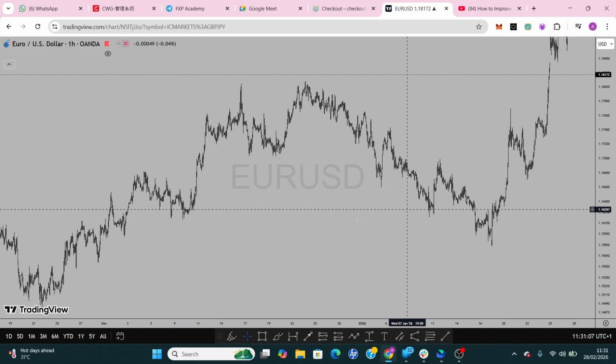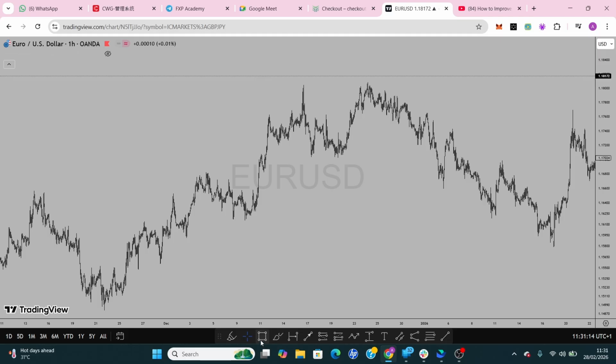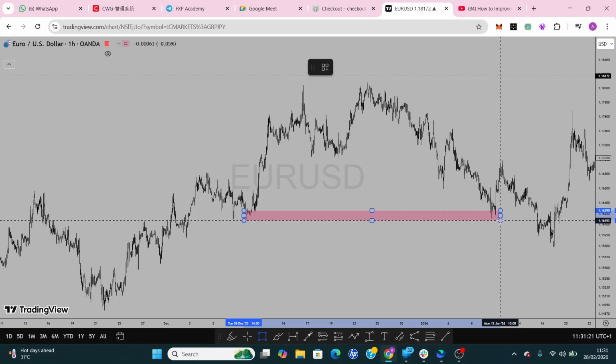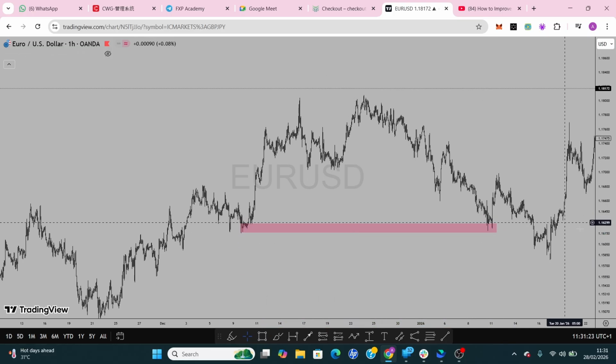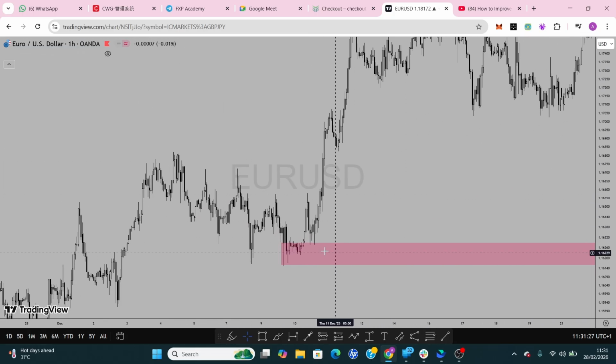You see all this range here. You can mark all this range as your demand zone. Let me zoom in so I can see it clearer. We know that these are demand zones because the price pushed aggressively from this zone to the upside, right? But it was not a clean order block.